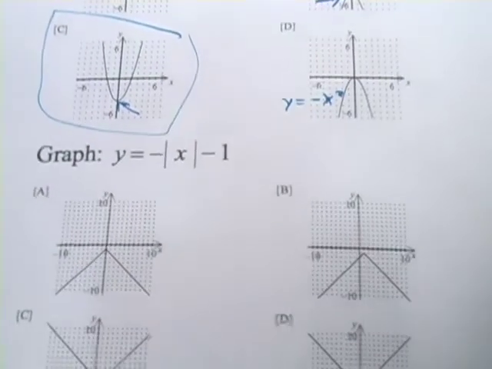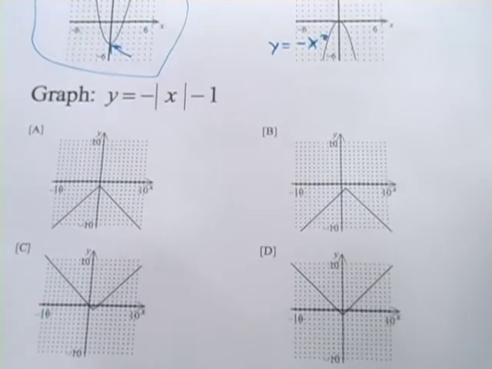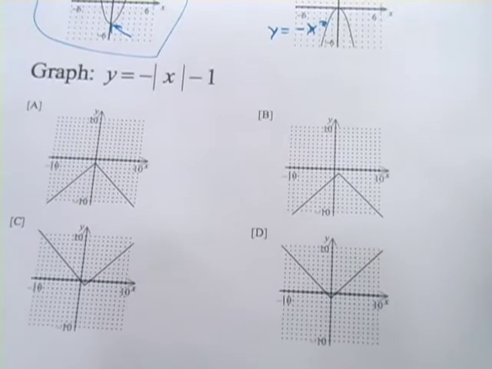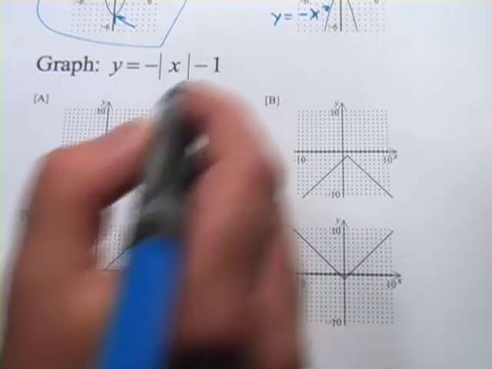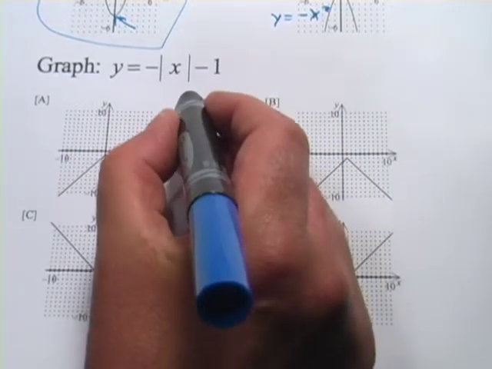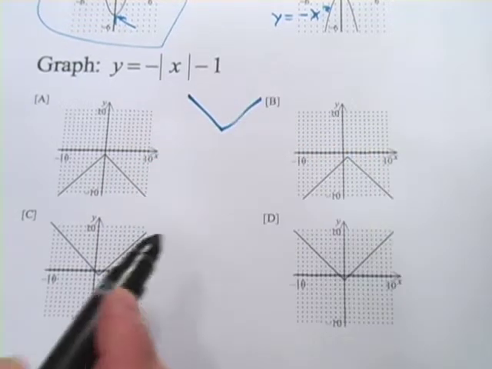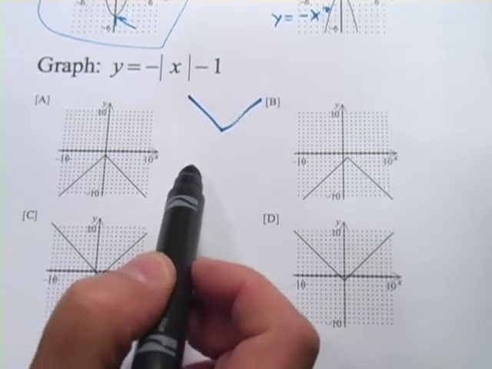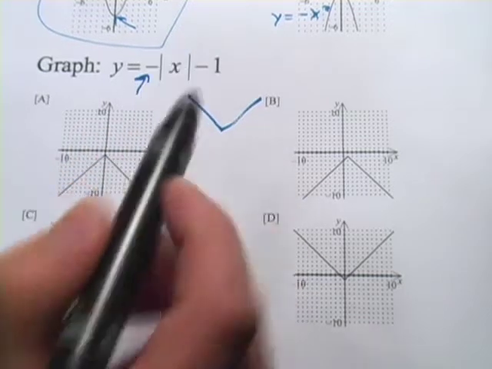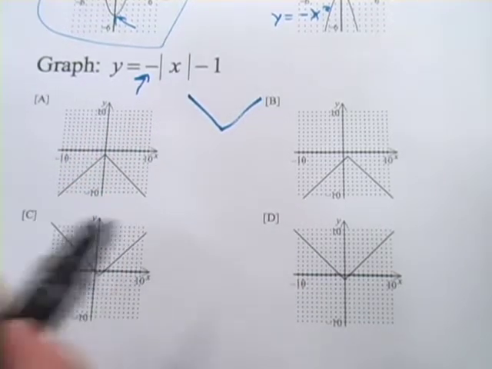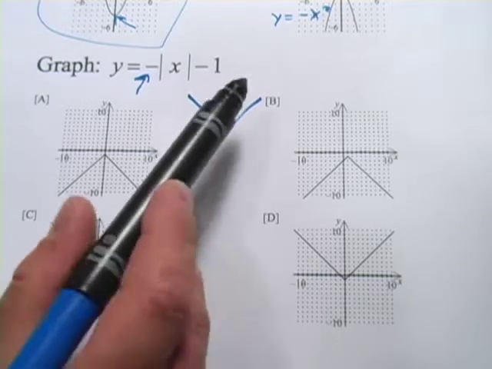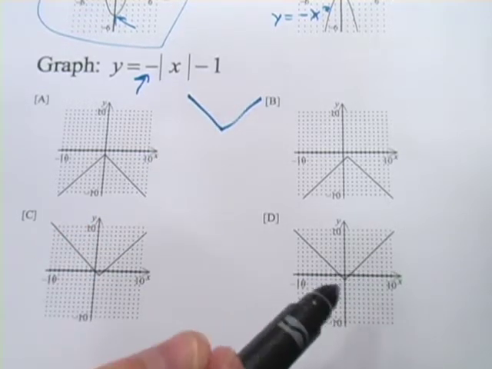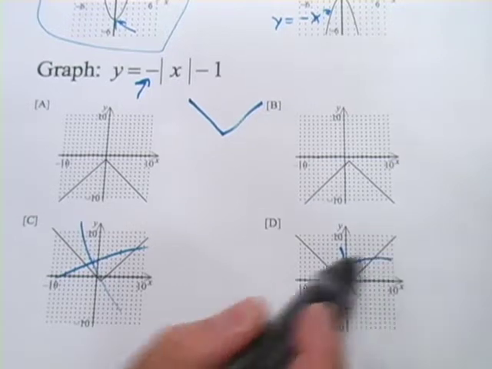All right, let's take a look at this next one. We've got an absolute value function, and we have y equals negative absolute value of x, minus 1. So what's going on with that? You know that the absolute value function y equals absolute value of x just looks like that with the point touching down at the origin. When you put a negative sign on, it's going to flip it over, just like it did with the quadratic. So instead of opening up, it's going to open down. So we can eliminate C and D here.